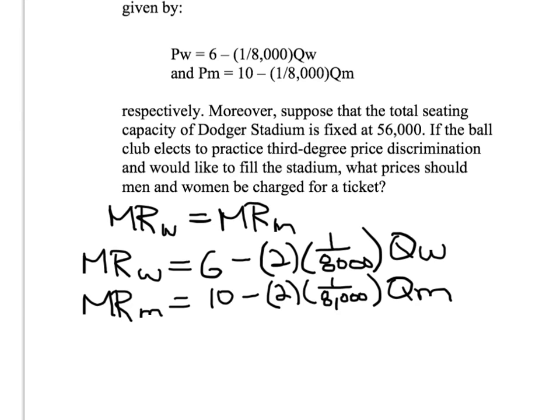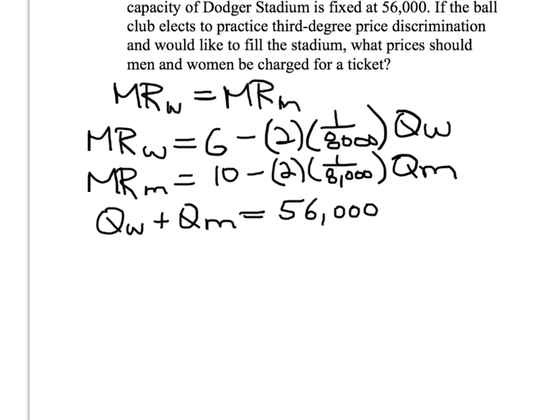Now here we have two equations and two unknowns, and we actually can add one more equation, which is the supply equation, because the supply we know has to be 56,000. So we know that QW plus QM has to be equal to 56,000. So now you have enough equations in relation to the unknowns to be able to solve this problem for the prices. So let's do that.